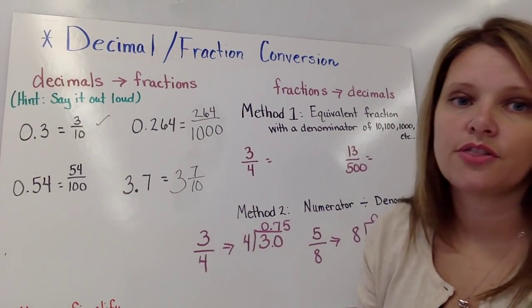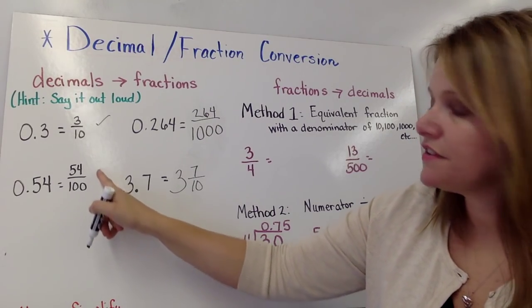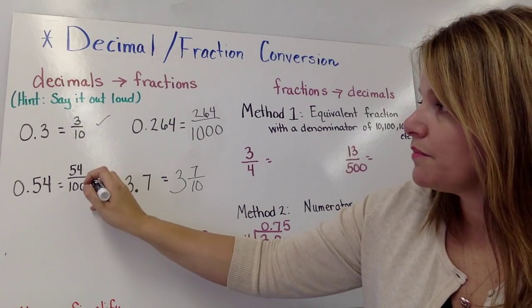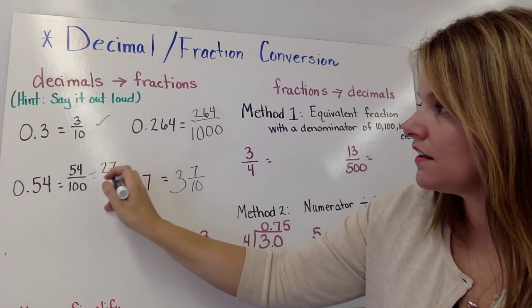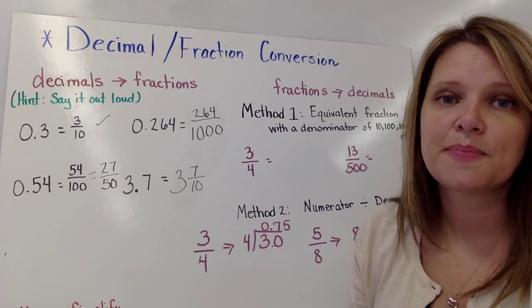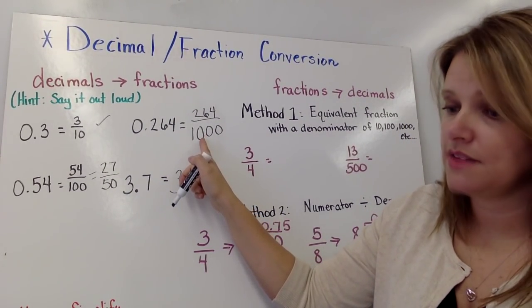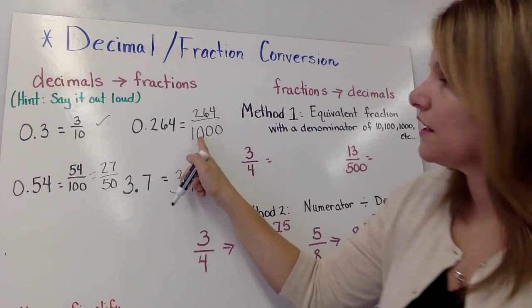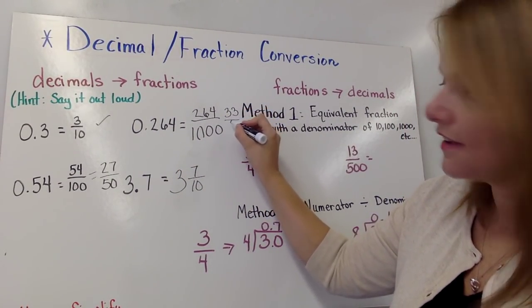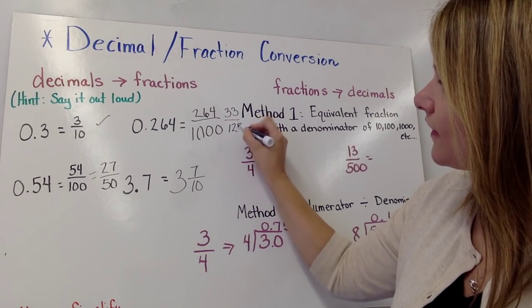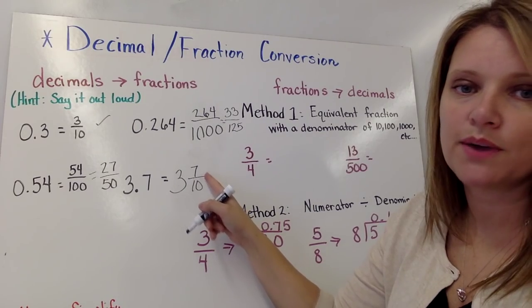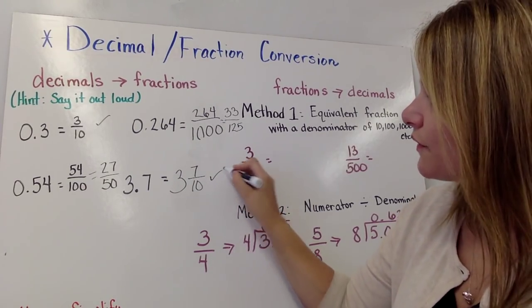So it's good, 3/10. If we look here at 54 hundredths, that one can be simplified. We can divide by 2. So it would be 27/50. And then this one here could definitely be reduced down, and it would be 33/125. And then this one here can stay like it is. It's a prime number, cannot be reduced any further, so we know that one's correct as well.